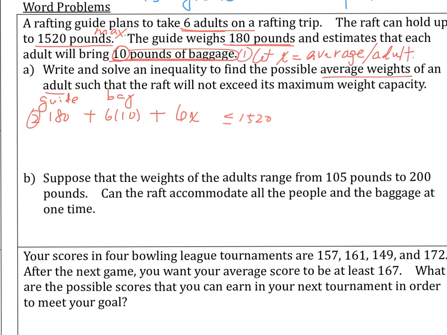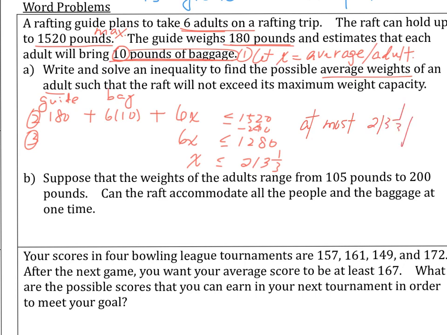Step 2, I'm going to have to solve the inequality. So this will be 6x minus 240 on this side, and that will be 1280, and I'm going to divide by 6 to get 213 and 1/3. So your answer should be at most 213 and 1/3 pounds.